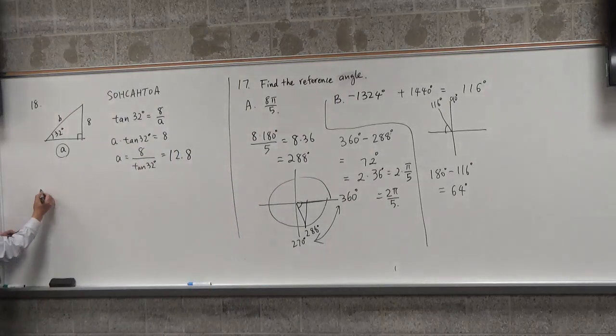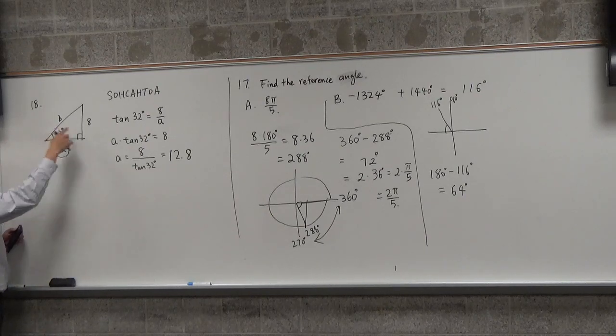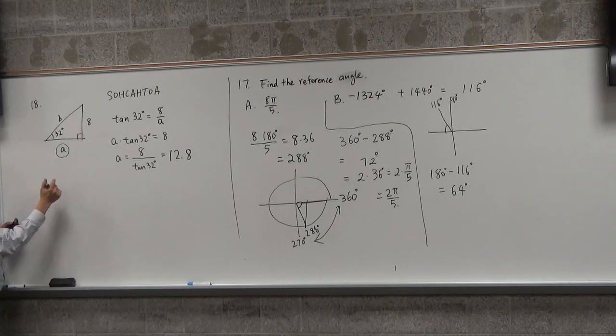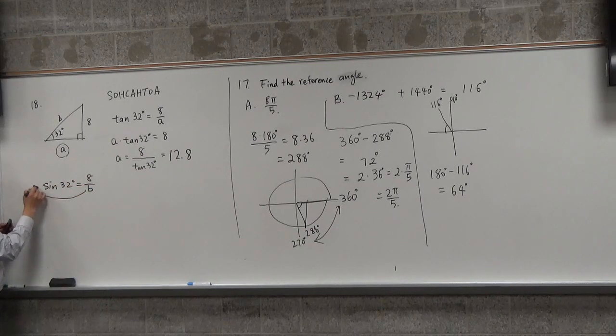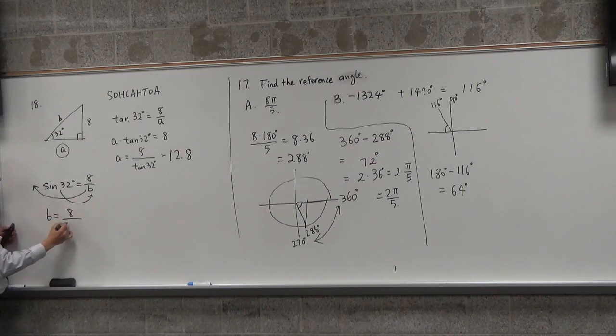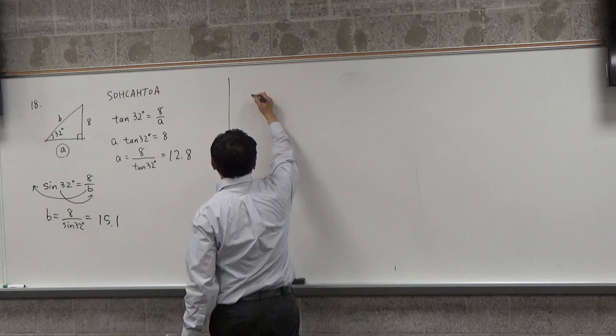And same thing with the B. What should I do for B? Sine or cosine? Since you have both sides, you could. Oh, you could use this one. Yeah, you're right. But it's easier to use 8, right? So let's use 8 and B, which gives you sine, right? Sine 32 degrees is equal to 8 over B. Again, multiply, and then you divide, and that's going to give you B equals 8 over sine of 32 degrees. Did anyone actually calculate? 15.1.